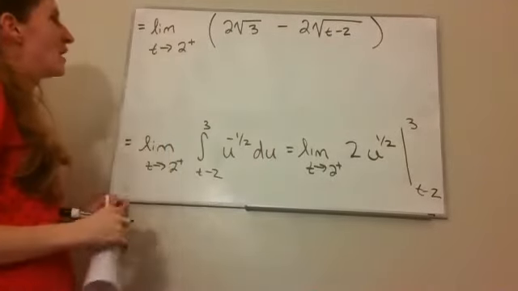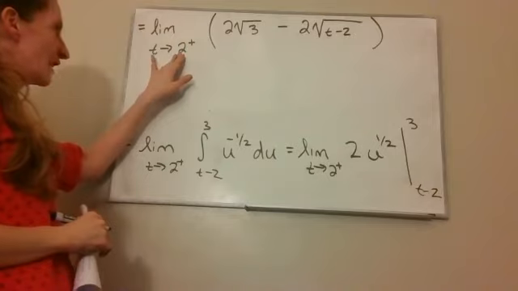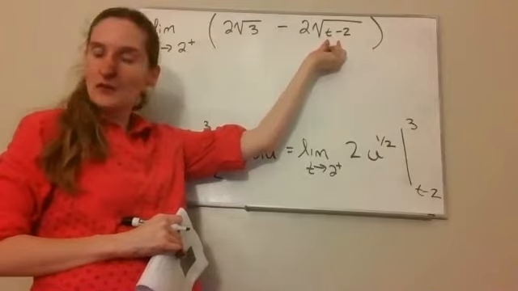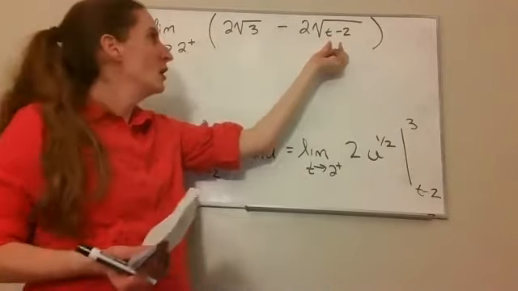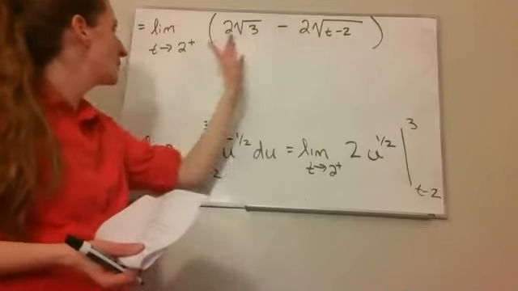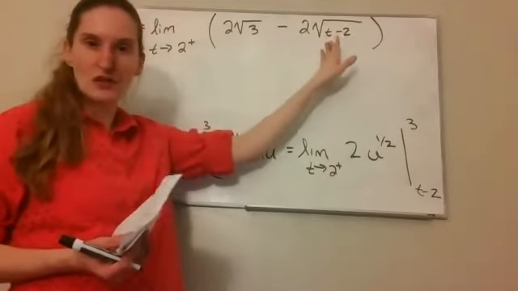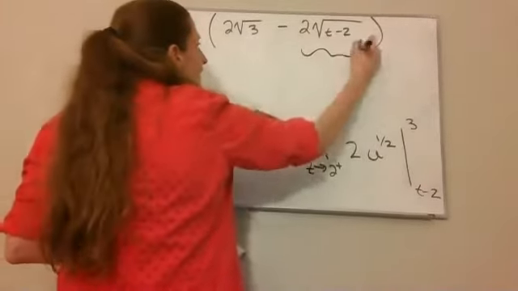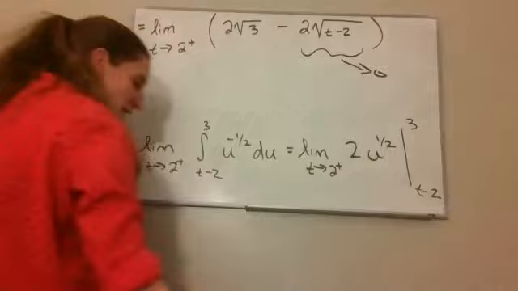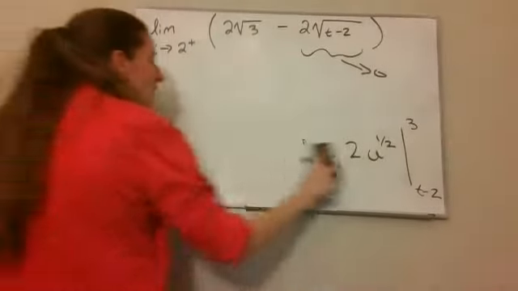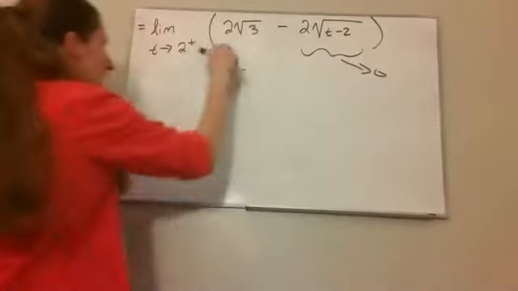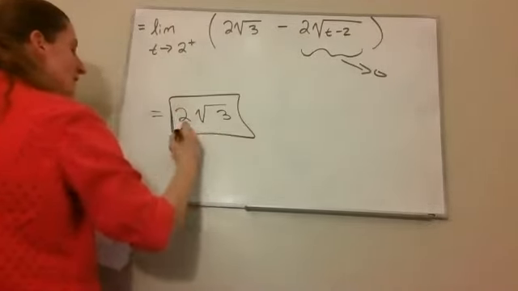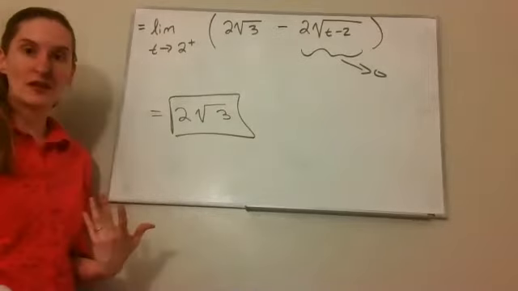And now what happens when I plug in values for t that get really, really close to 2 from the right side? Well, this guy's going to get really, really close to the square root of 0, which is 0. But notice that it's completely well defined because I'm plugging in numbers that are larger than 2, so I don't ever take a square root of a negative. So this guy here goes to 0 when I take the limit, and that means the answer to the entire problem is just 2 times the square root of 3. And that's the answer to the original integral.